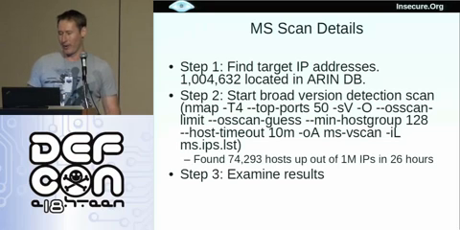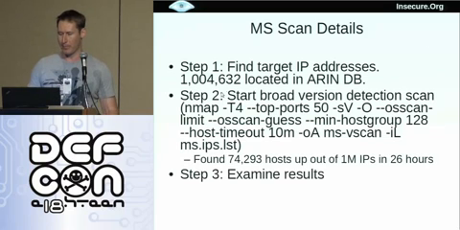I started with a broad version detection scan. Basically, I didn't want it to be super intrusive and detailed for the first scan. I kind of wanted to have an idea of what was there, and then I could scan further once I've seen the initial results. That gives me faster results and makes it less likely to raise a lot of eyebrows.